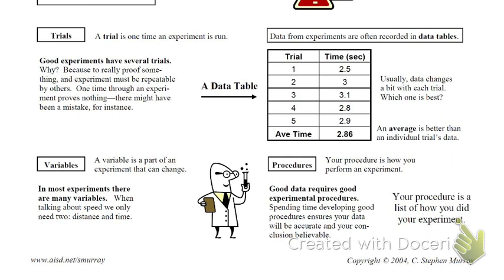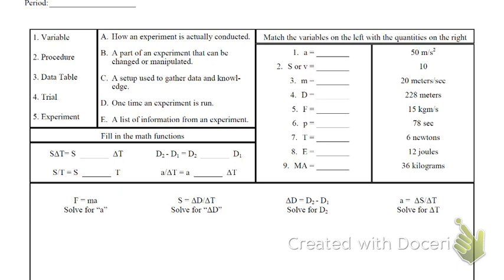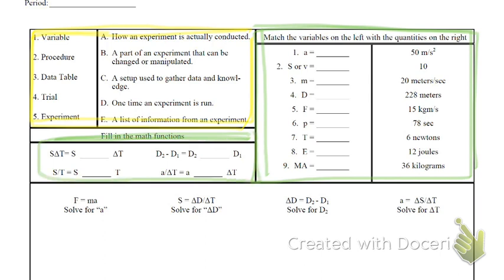On the back of this, we've got some questions like we did yesterday. This first section is just the vocab we just talked about, matching. I'd like you to go ahead and do that on your own. And then we did these match the variable to the quantities yesterday. If you didn't get a paper yesterday, you're going to want that table. I will get that for you. And I want you to do that one and the math functions sections on your own, please.